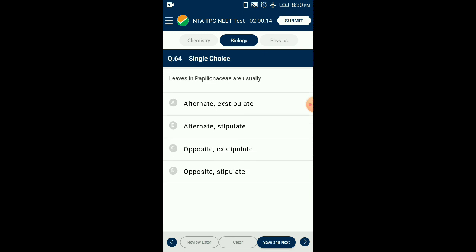Question number 64. Leaves in Papilionaceae are usually. The leaf has mainly three parts: leaf base, petiole, and lamina. It is given in the textbook very clearly with the help of diagrammatic representation. So in Papilionaceae, the mode of arrangement of leaves are alternate manner with stipules. So it is called as stipulate. So the answer for this question is option B. The mode of arrangement of leaves alternate leaves with stipules.